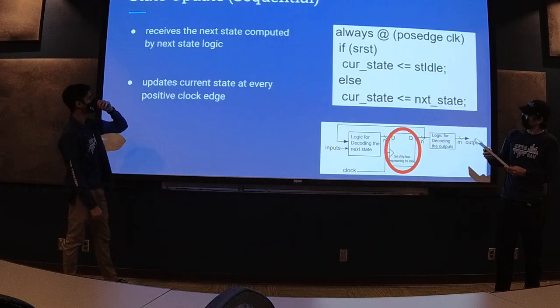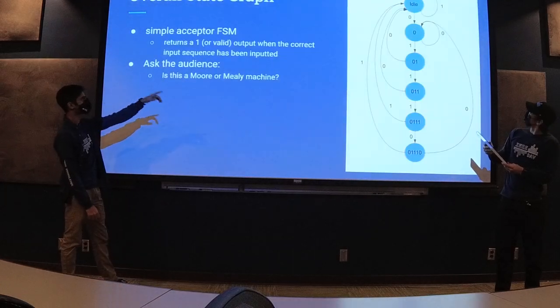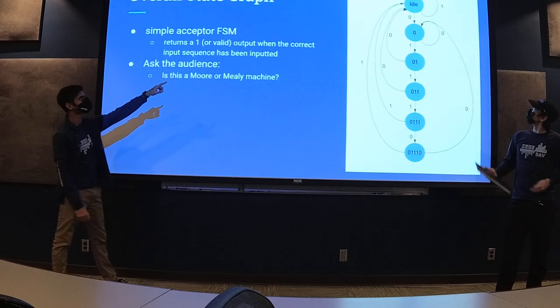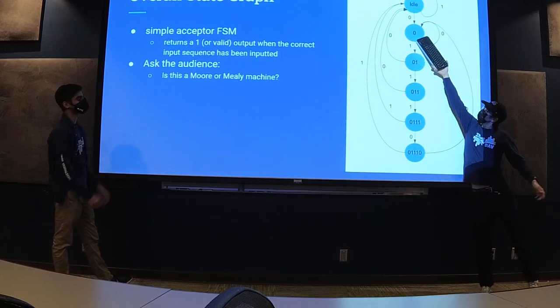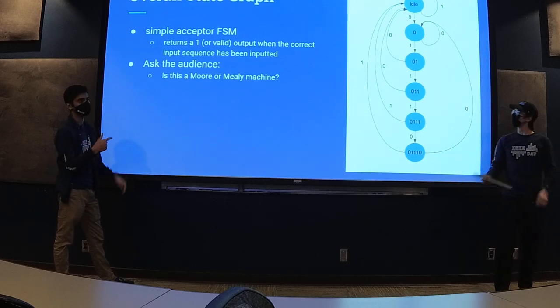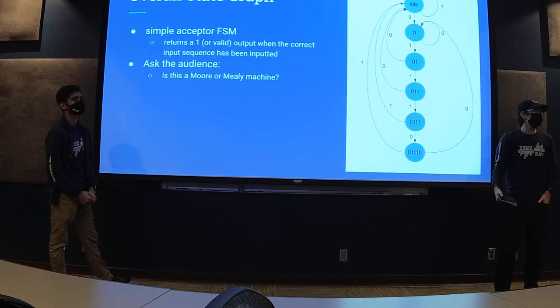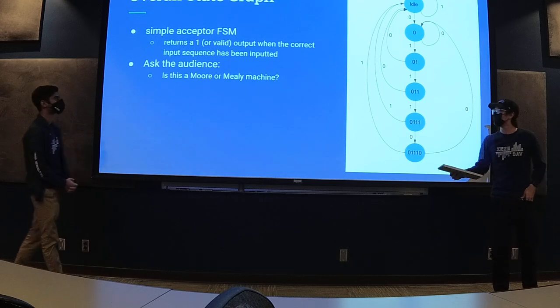Yeah, so if you go back to the diagram, you can see that in idle, if you get a 0, it goes to state 0. So that's what this next state logic is computing. It's computing the next state you want based on what input you're getting. Does that make sense? Okay. A bit better of an explanation. Thank you.